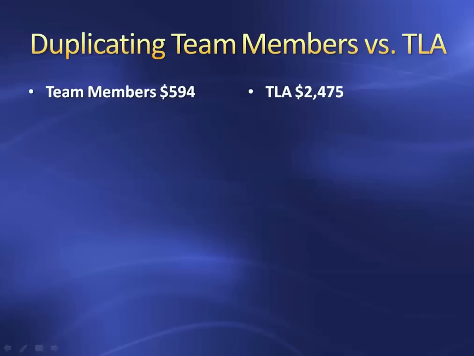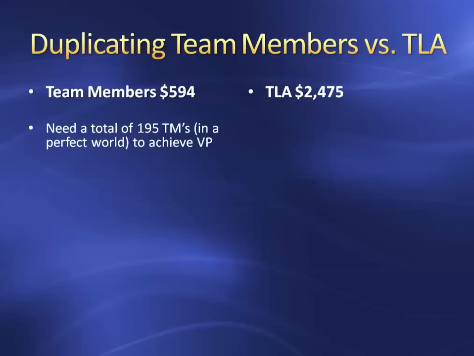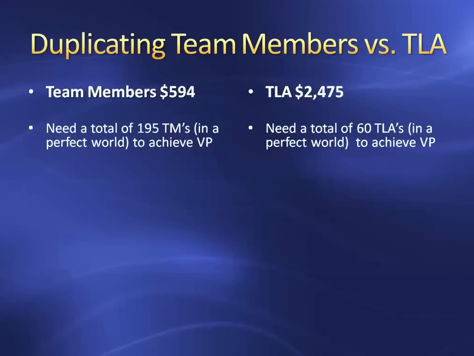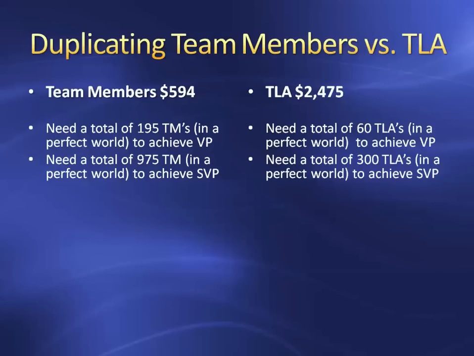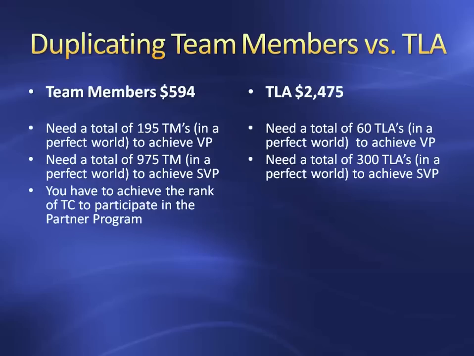Continuing on this comparison, in team members, you need a total of 195 team members in a perfect world to achieve the level of vice president. Yet if you're duplicating TLAs, you only need a total of 60 TLAs in a perfect world to achieve the level of vice president. And the top level, in which you receive a villa at the Dubli Golf Resort in Grand Cayman, you need a total of 975 team members in a perfect world to achieve senior vice president. Yet if you're duplicating TLAs, you only need a total of 300 TLAs in that perfect world to achieve senior vice president.